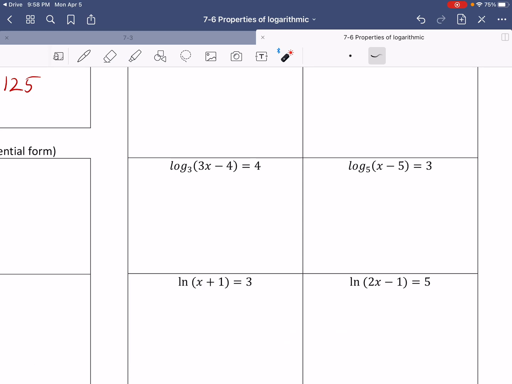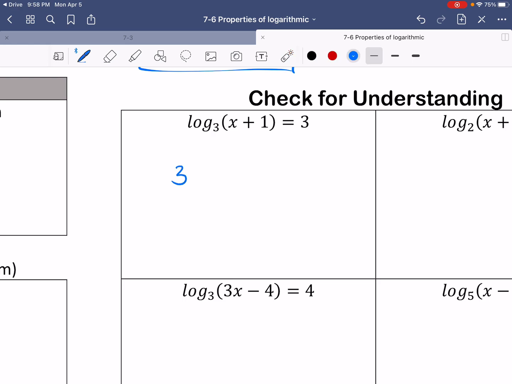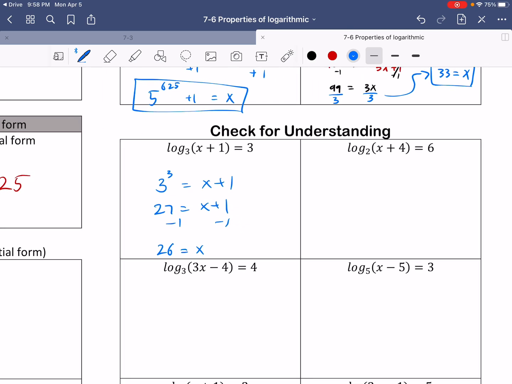Now, ln. Oh wait, let me just write down the answer. 3 equal to x plus 1. 3 cubed is 27, so 27 equals x plus 1. Subtract 1 both sides, you'll get 26 equal to x. If you have a massive number, then you can do something by yourself. And you can try it by yourself from here.